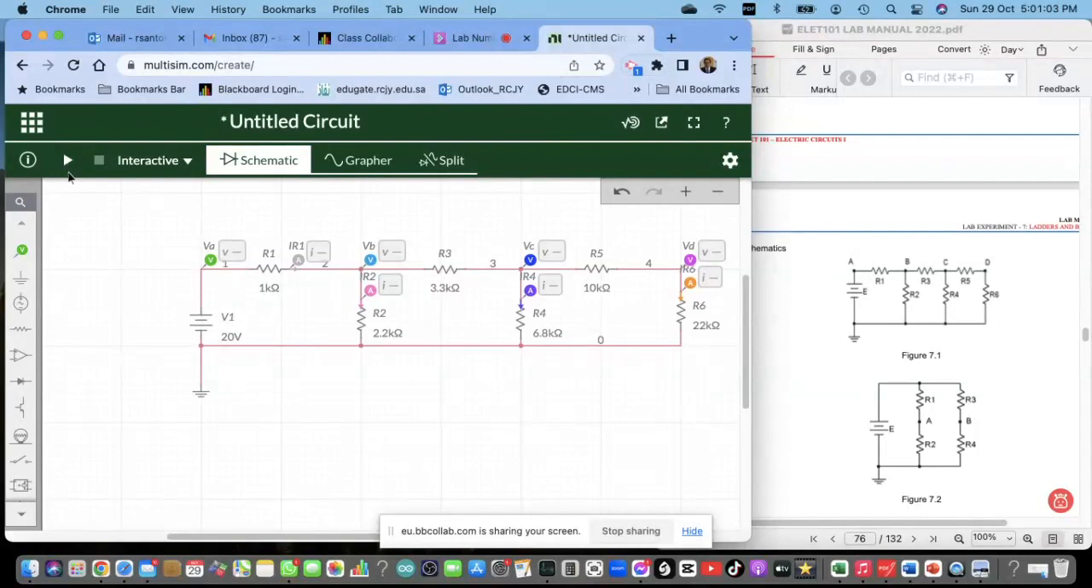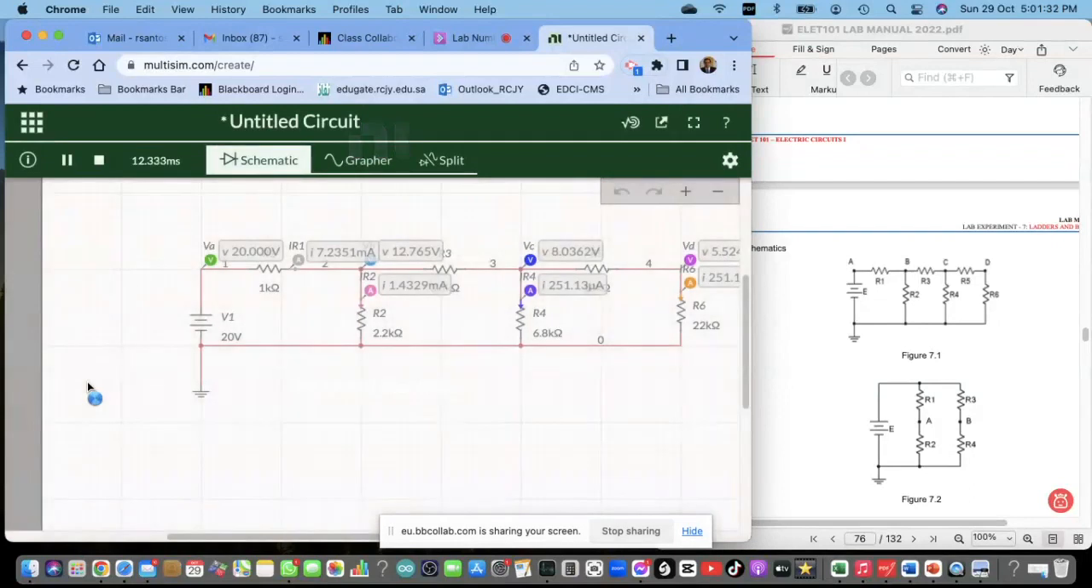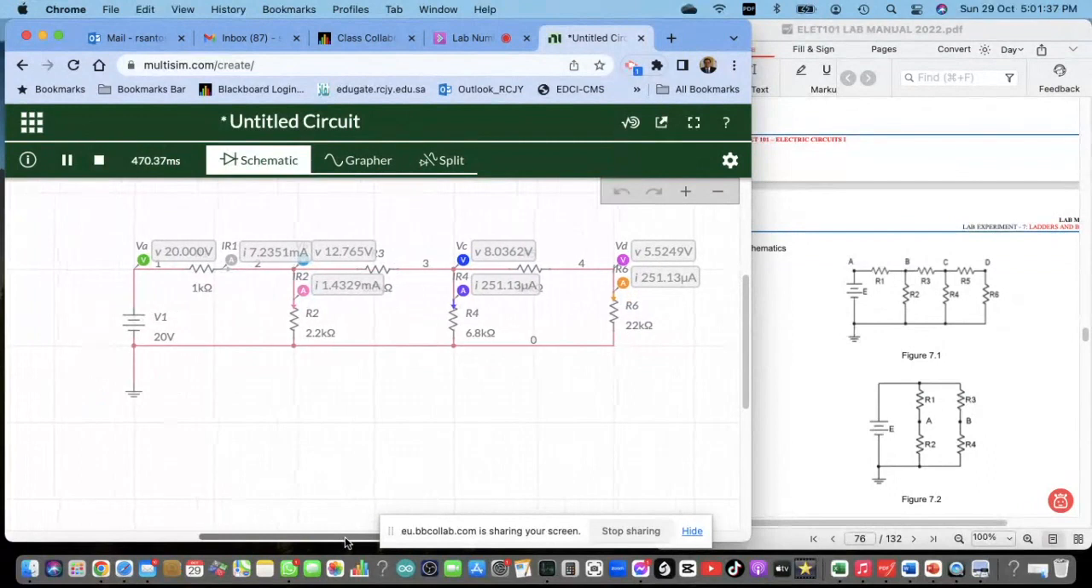All right, so by clicking this button, see, this shows run simulation. By clicking this button, you will find the results of all the voltages and the currents that you are measuring and trying to measure. So click it. Let's see. All right, now, so that's the results.